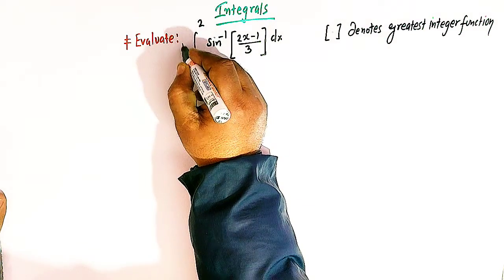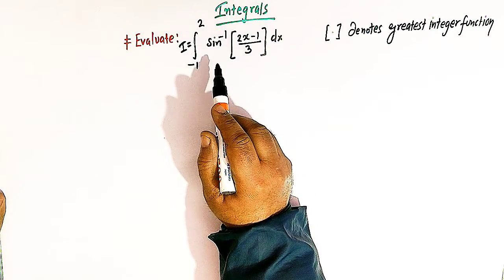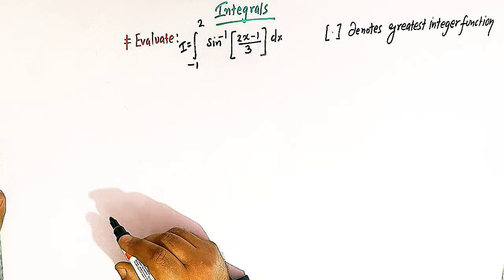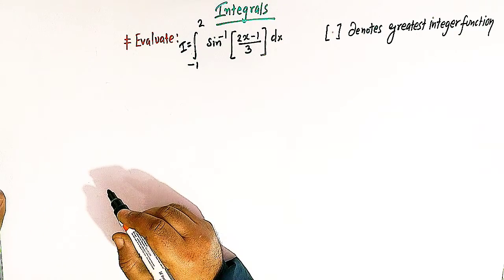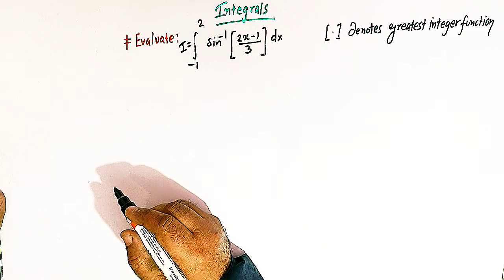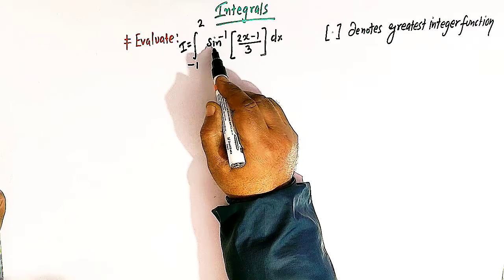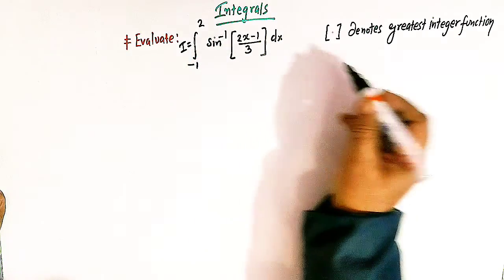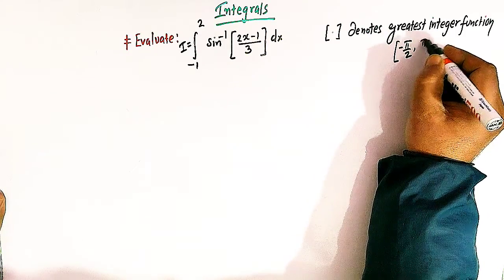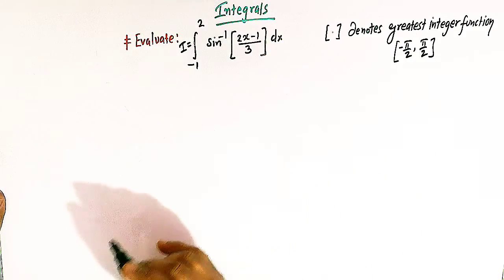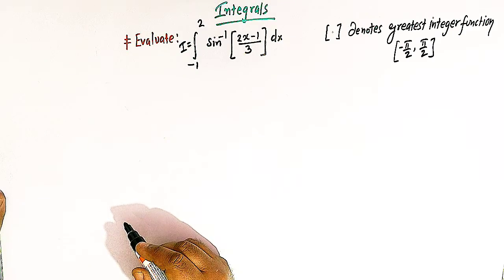Let us take this integral as I. Now here we can solve this integral by two methods. The first one is by the method of inequalities, and the second one is by the method of substitution. We can also use the principal value branch of the sine inverse function, which is from minus pi by 2 to pi by 2. But in this class we'll prefer only the substitution method.